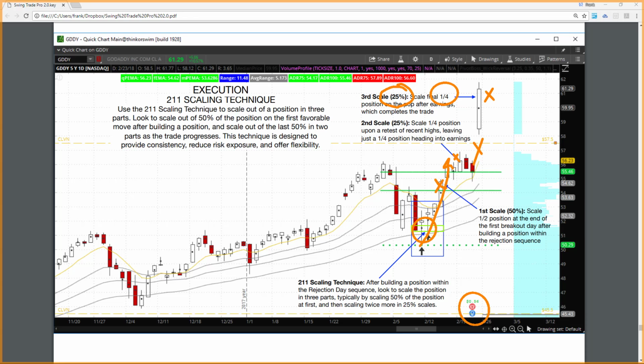This thing gaps up through significant resistance, which is also a CLVN, and rallies big. And again, that's the point right there where you can take off the final 25% of that trade. Again, another classic STP 2.0 trade. Just a great rejection day trade sequence, a great midpoint entry, great continuation to the target zone, and then a burst into earnings. Another fantastic trade.